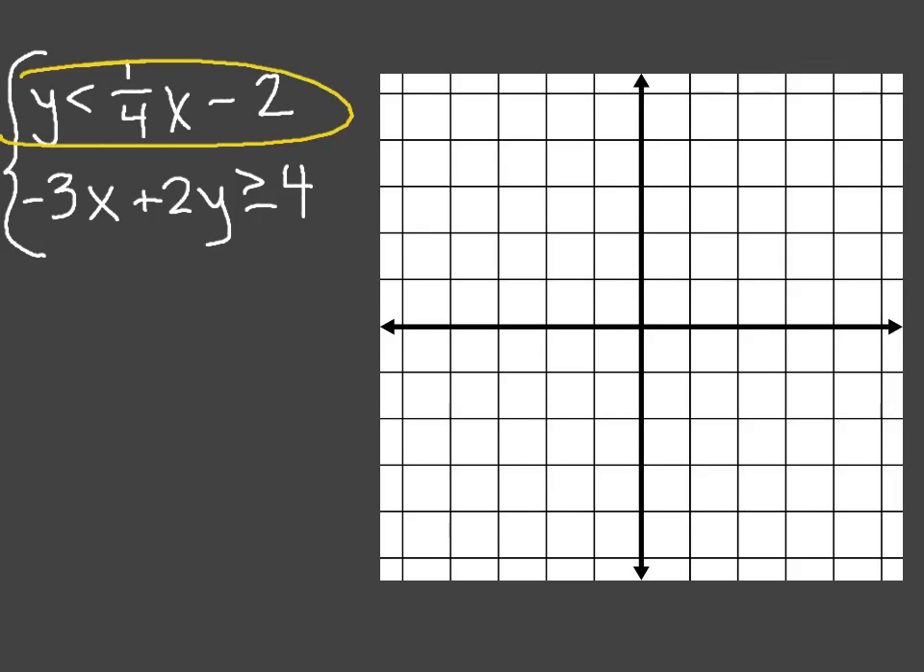So starting with -2, because it's the number that's by itself. And then I'm going to count my rise over run, so up 1 and over 4 to get some more points here. But now I need to decide dotted or solid. So I'm looking at my inequality symbol. It's a less than symbol. There's no or equal to, it's just less than, so that tells me it needs to be dotted, which means I'm going to leave some gaps in this line. And then a less than symbol also tells me I'm going to shade below.